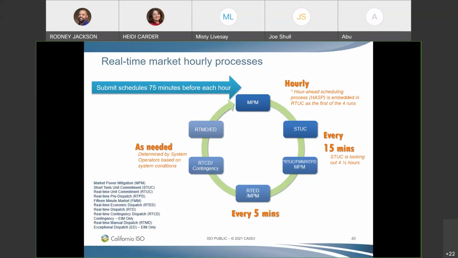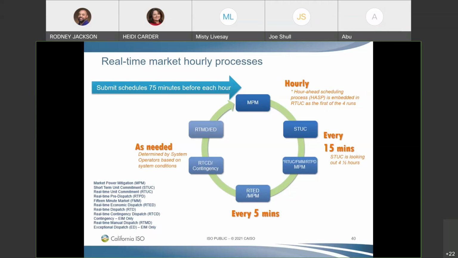So now just to tie a bow around this. Again, the real-time market is hourly processes, and we talked about the market power mitigation, the short-term unit commitment, and the 15-minute market. But we also are going to look at the real-time manual dispatch. We have the real-time economic dispatch. We have the real-time contingency dispatch. So all these things are run. Some of these are determined as needed.